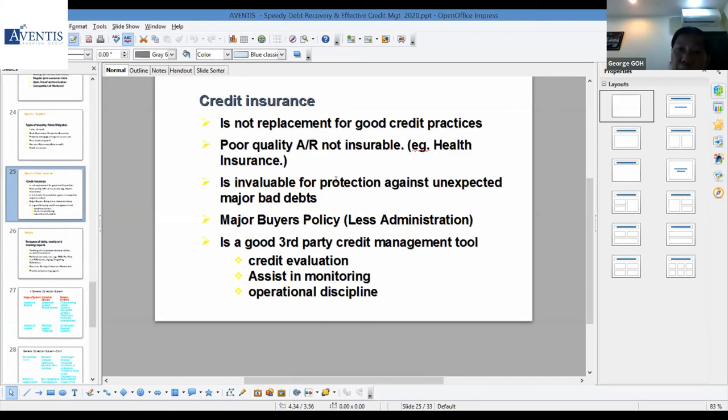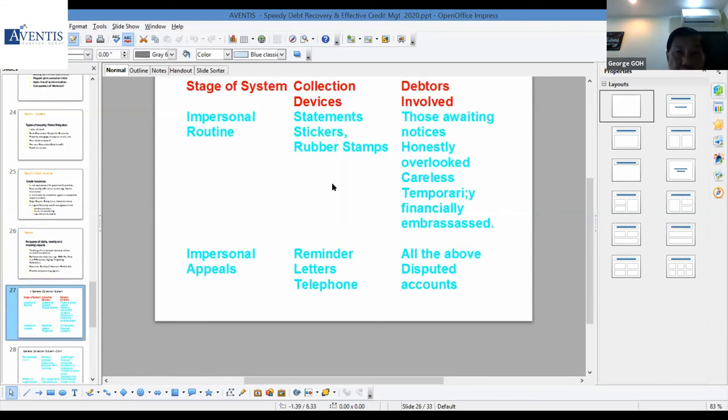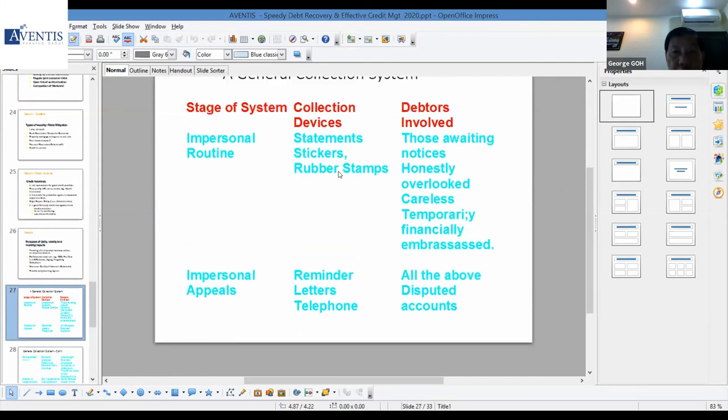Now, if your debtors are already bad, that is a bit of a problem, because if you want to buy insurance on bad debtors, it's not insurable. It's just like health insurance. When I'm suffering from serious illness, of course, I cannot be insured anymore. Same thing. Then, of course, I'll be sharing some daily, weekly, monthly reports, which are very important. How do we measure all this? Then the next one will be the system of debt collection.